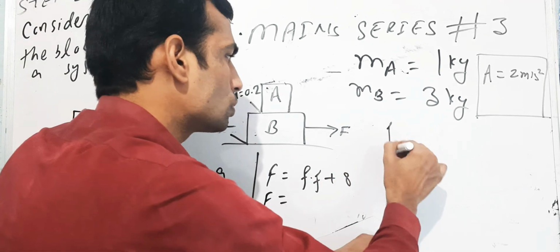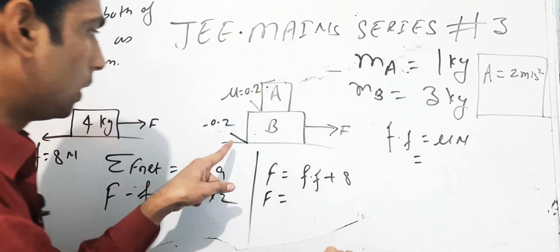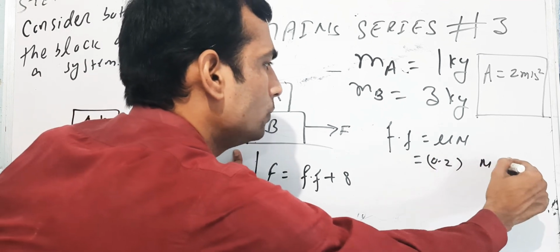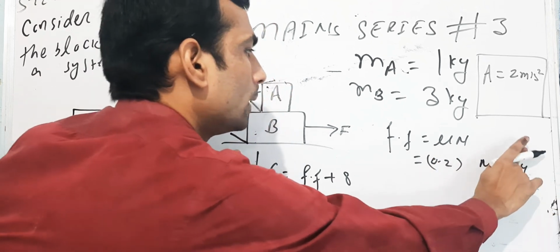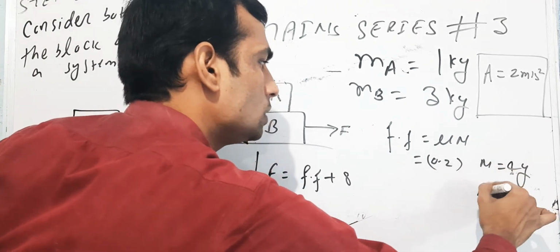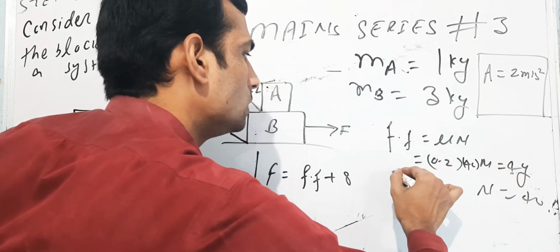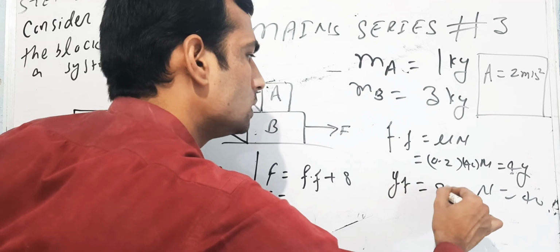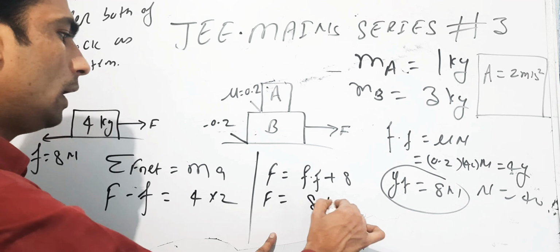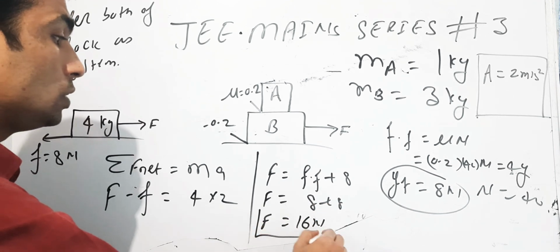How? This I am going to show here. Friction force, again the same process, mu into N. Mu at the bottom surface is 0.2, and N equals mg, that is 4g, because now the system becomes 4 kilogram, right? So 4g, so N equals 40. So this means friction force equals 8 Newton. I have directly used the result here, 8 plus 8. So the force is basically 16 Newton. So this is your final answer.